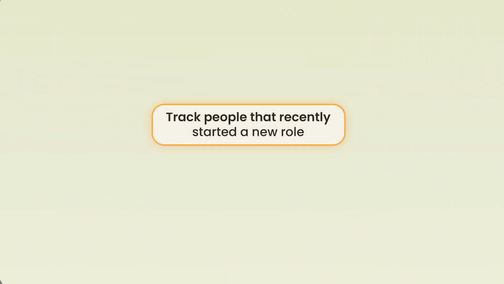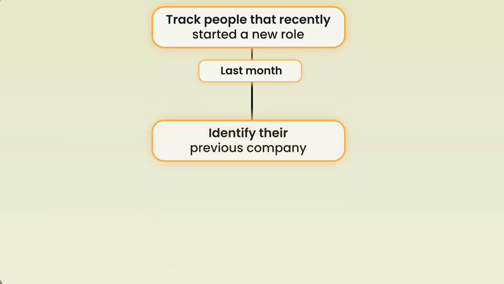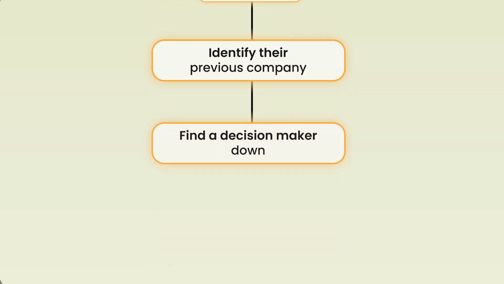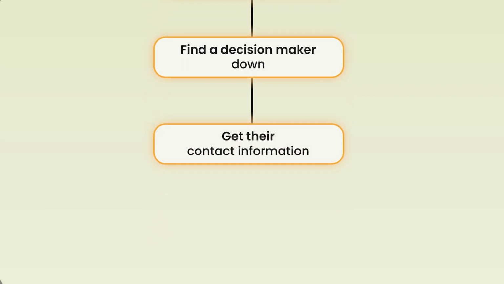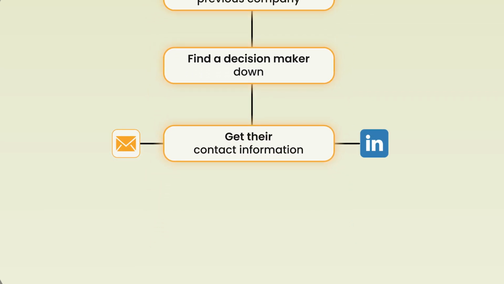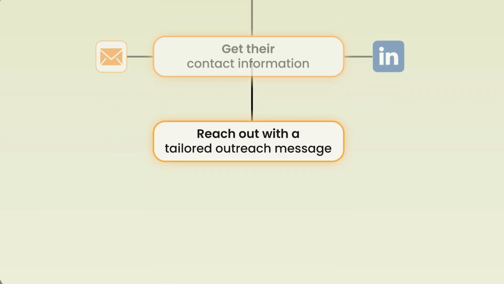Here's how it works on a high level. You track people that recently started a new role, let's say in the last month. Then you identify their previous company and find the decision maker there. Once you've got their contact information, for example their email address or LinkedIn profile, you can reach out with a tailored outreach message. This works because it's proactive, hyper-relevant, and solves a problem.